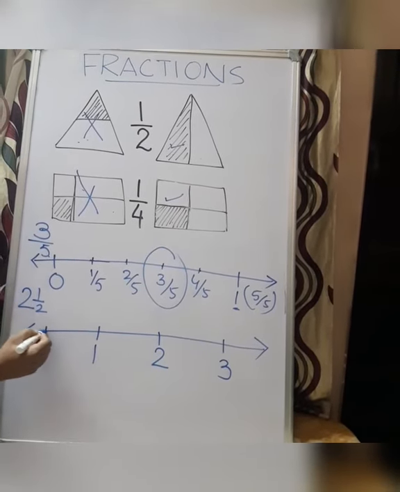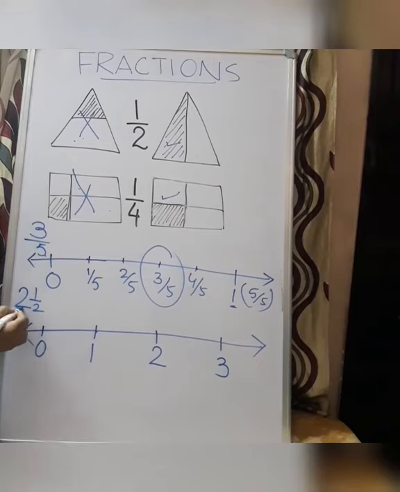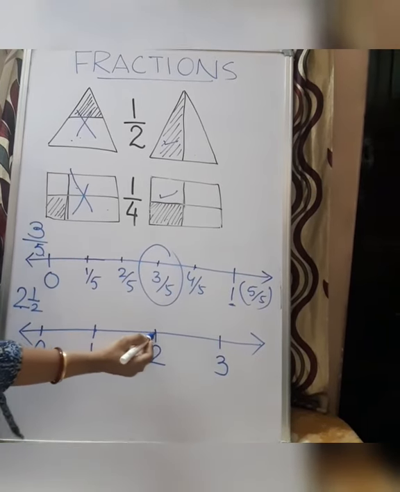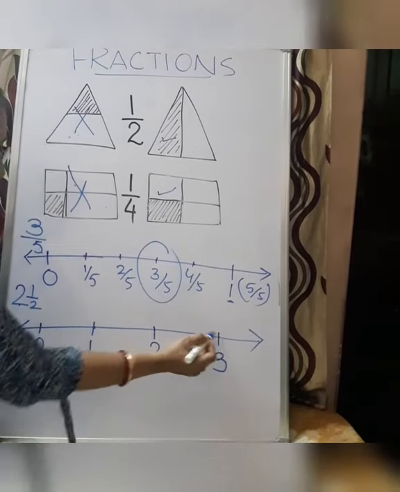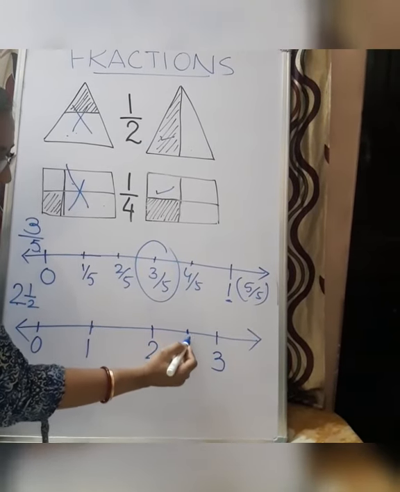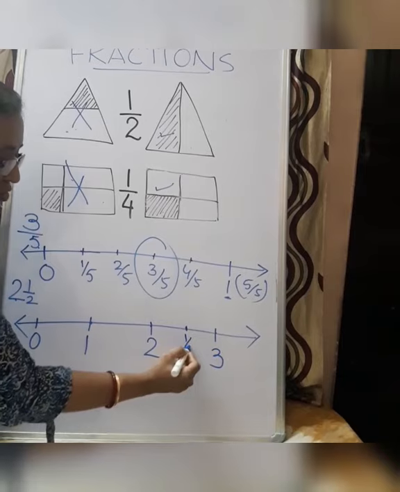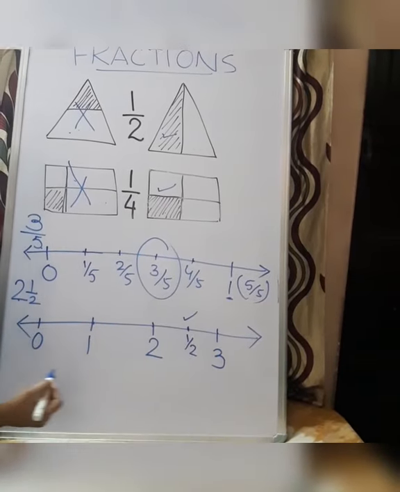2.5. So from 0 to 1, this 2 is the whole number. From here it is 2, and then half, not the whole one. So the in-between part will be half. So here this represents 2.5.